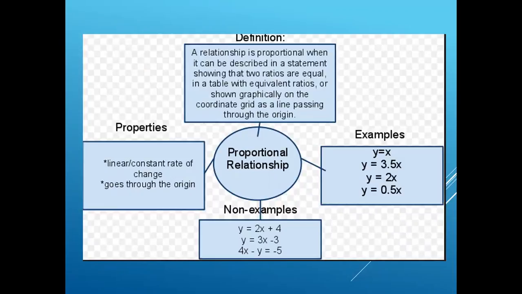So in proportional relationships, my students, hopefully, they just took a test today, would be able to tell you that the coefficient 3.5 or the 2 or the 0.5, that those would be examples of k, or the constant of proportionality. And then they would know that the non-examples are non-examples because of those problems.